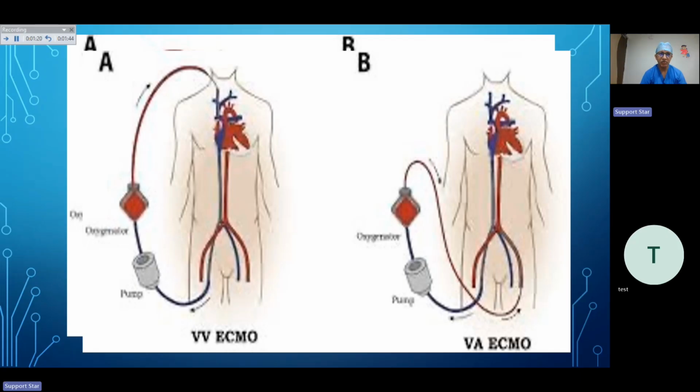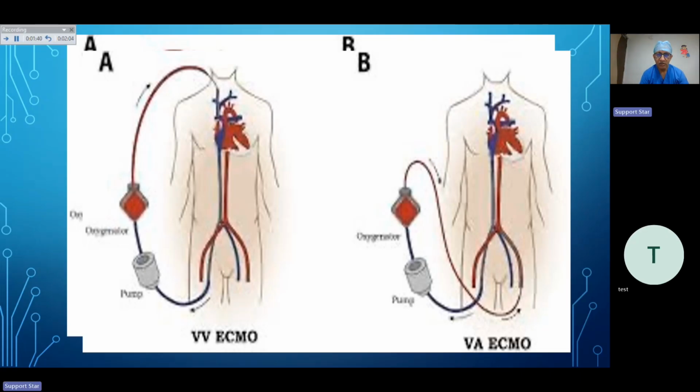Okay, in respiratory ECMO in neonates, we can either do VV ECMO or VA ECMO. If we do VV ECMO, we cannulate two veins, two great veins. If we do VA ECMO, then we take the drainage from the internal jugular or femoral vein and return back to the carotid artery.